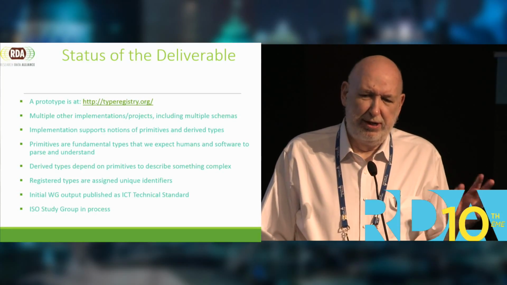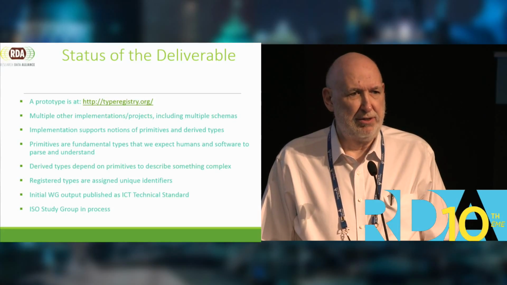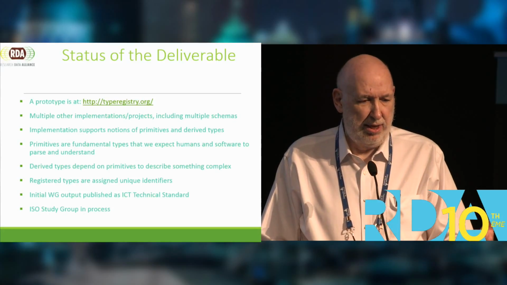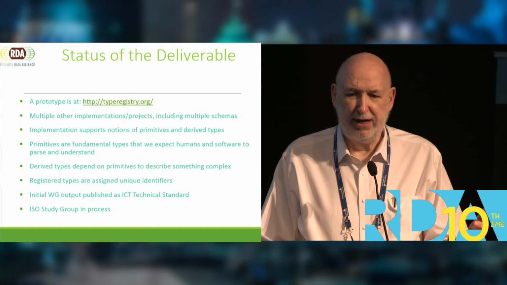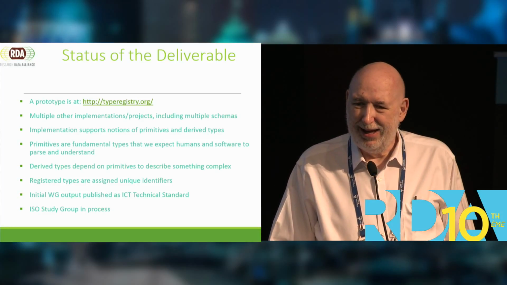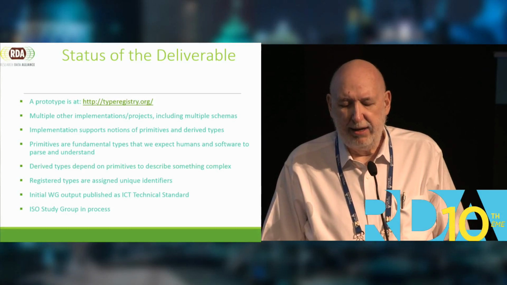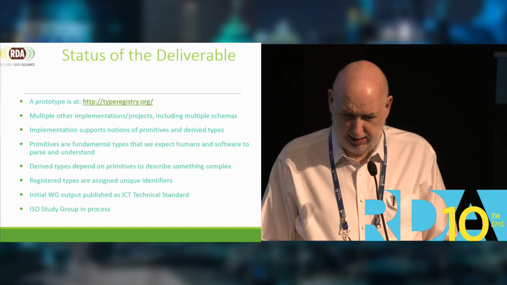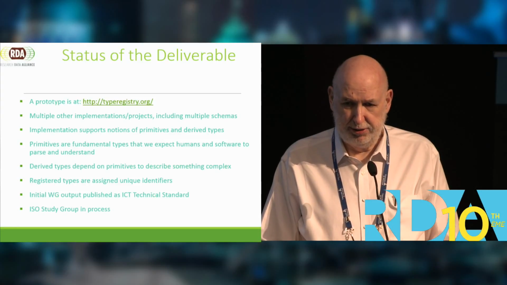And we started knowing that the registered types have to be assigned identifiers so that when you encounter a type, you can go to a registry with the identifier for the type and get an understanding of what it is. The initial working group, which sort of codified all that without being too precise, was published as one of those 4 initial ICT technical standards.